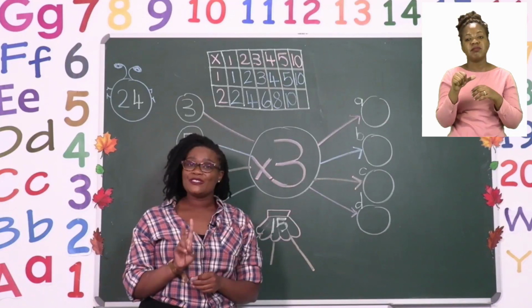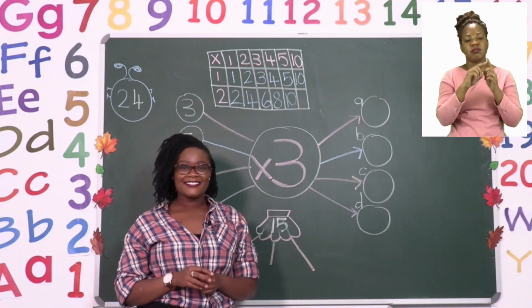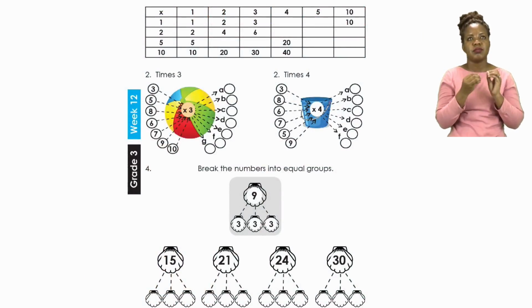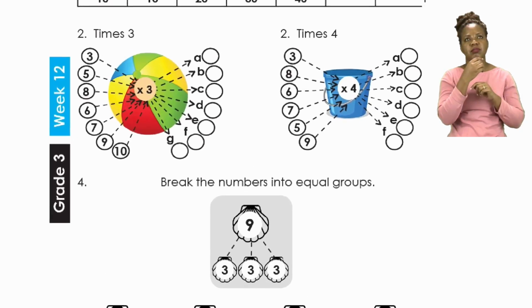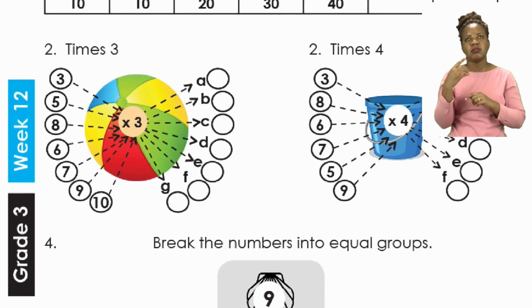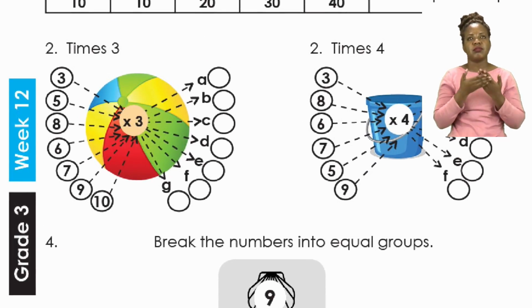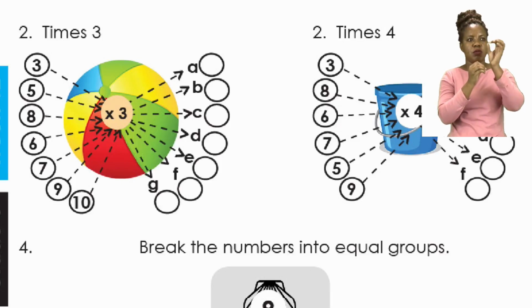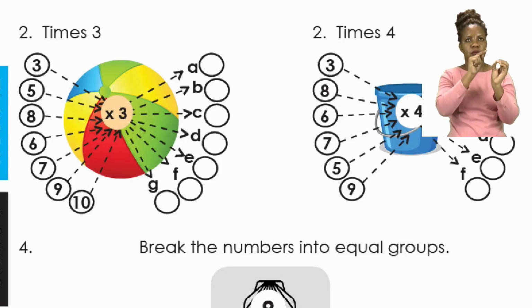Now we're going to move on to number 2 of our exercise. Let's take a look. Number 2 of our exercise, we are continuing with the multiplication. This time we're doing the 3 times table and the 4 times table. Now I'm going to help you a little bit with the 3 times table. As you can see, we have the number going into the times table and then going back out of the ball again. So we are going to do the first 4 together.